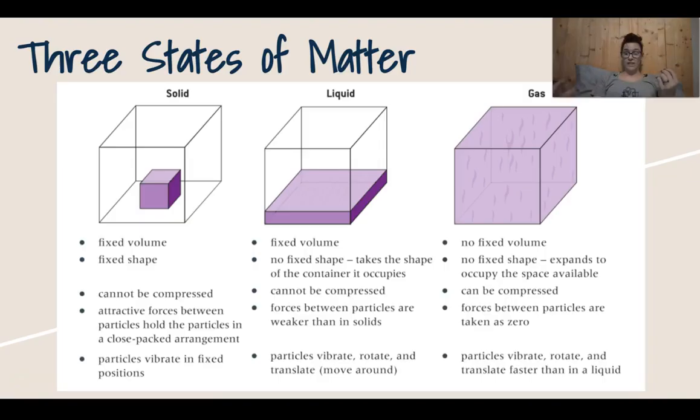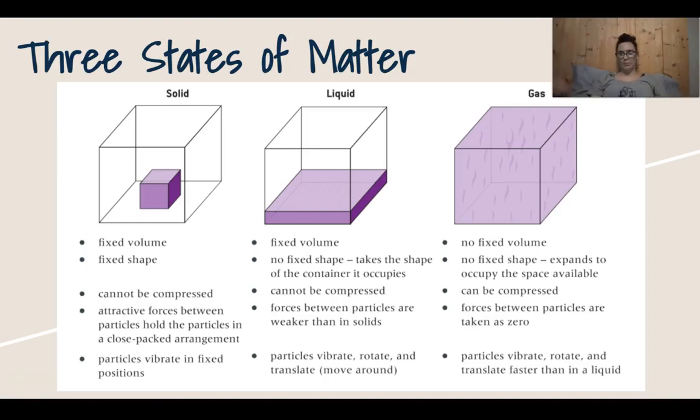It takes on the shape of its container. It still cannot be compressed, but the forces between particles are weaker, allowing the particles to flow over each other. And then finally, if you add more kinetic energy, then that liquid will turn into a gas with no fixed volume or shape. It can be compressed because it has very weak forces between the particles. And when we're talking about ideal gases, you assume that those forces are zero. So the particles are going to vibrate, rotate, and move in an X and Y fashion, so move in a translational manner, much faster than in a liquid.